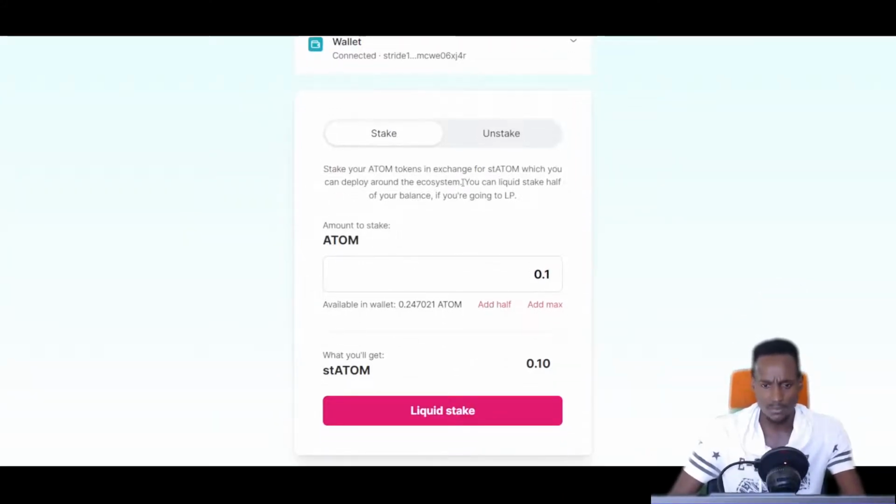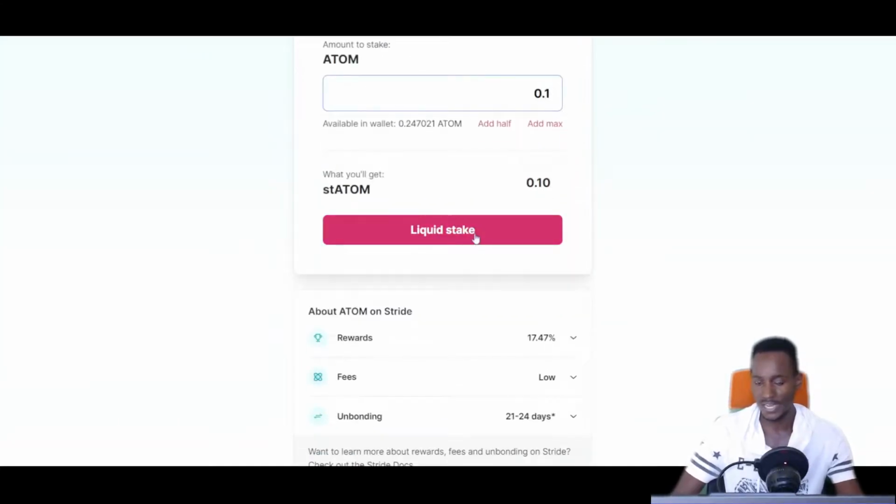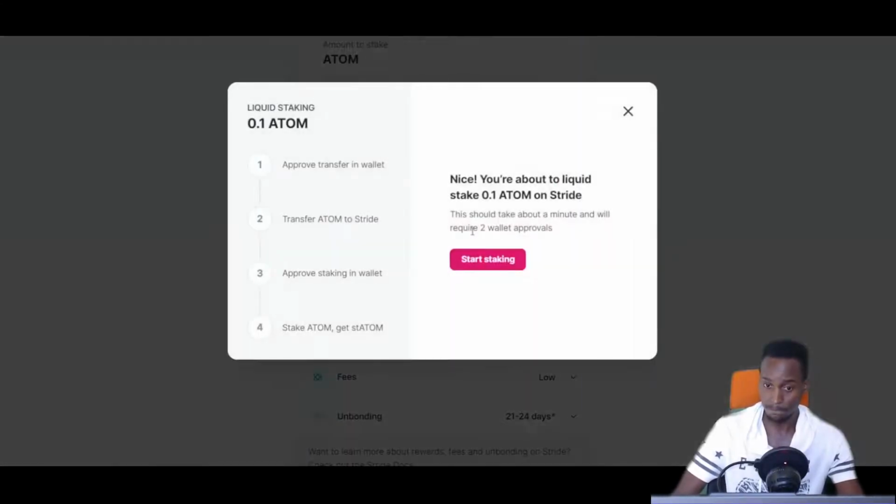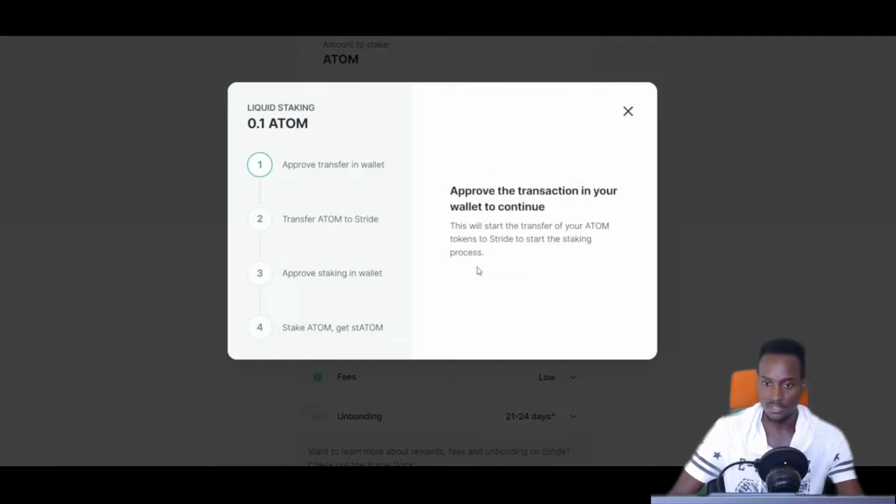So stake your Atom tokens in exchange for stATOM, which you can deploy around the ecosystem. So you can liquid stake half of your balance if you're going to LP. I can choose half, but we're going to use 0.1 because I imagine maybe it leaves some tokens so you can pay gas fees and things like that. So liquid stake, nice. You're about to liquid stake. Approve the transaction in your wallet. So to continue, this will start the transfer of your Atom tokens.